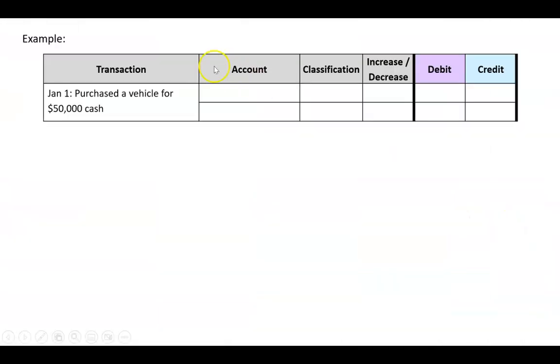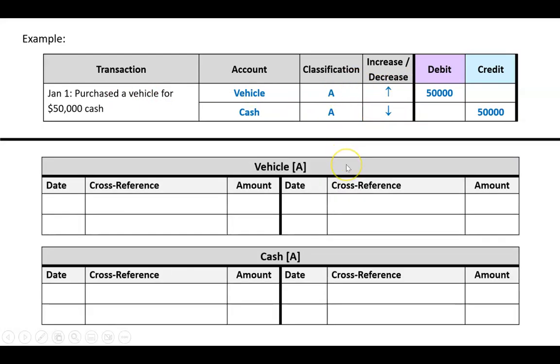So if we were just to look at an example which we've done, we'd learn to put things in these tables. We've got purchased a vehicle for $50,000 cash. We had an account called vehicle, that's an asset, it was going up, that was a debit. We also had an asset called cash, which we're paying cash, so the cash is going down. That would be a credit. So we've done our rules of debits and credits in previous videos, and we'd end up with that. What we're going to do now is convert that into these ledgers.